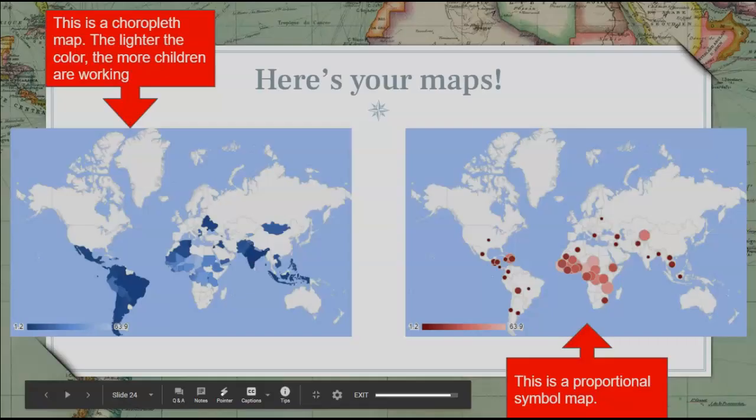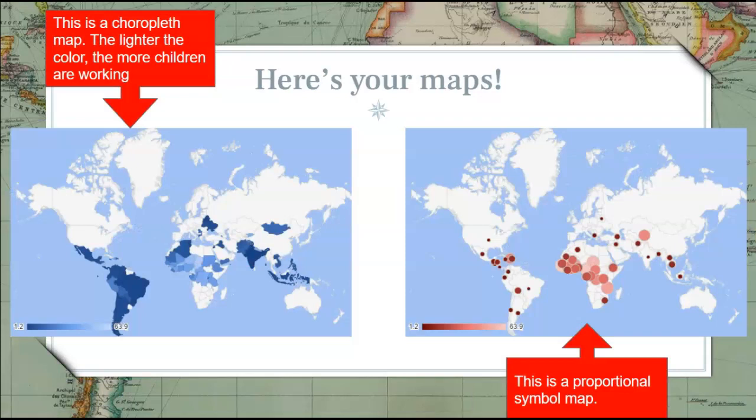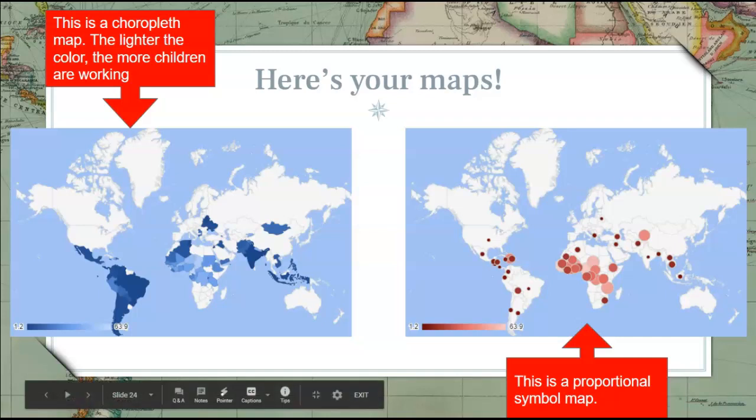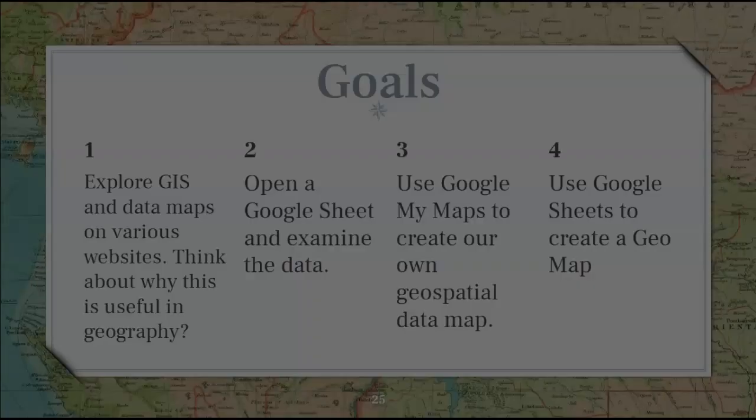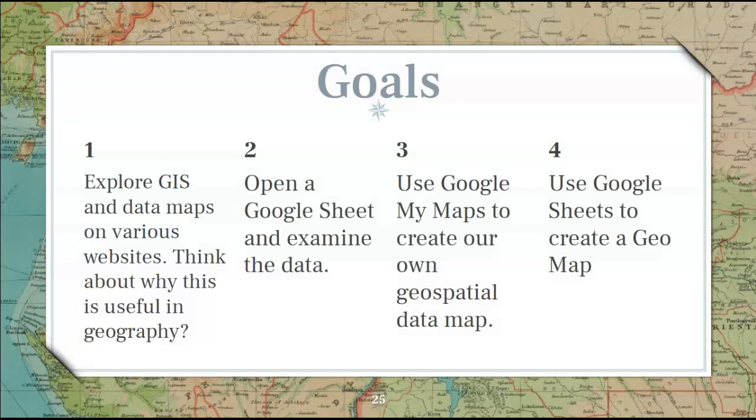All right, so you can make a choropleth map, which is what I did and what I showed you. But you can also make a proportional symbol map, where the symbols represent the symbols and colors represent child labor. Now, of our 4 goals today, it was explore GIS and data maps, open a Google Sheet and examine data, use Google Maps to create our own geospatial data map, and use Google Sheets to create a geomap. I feel like we've accomplished all of these goals today.